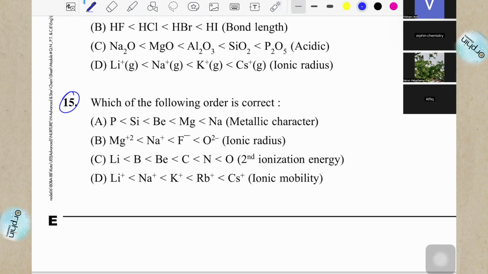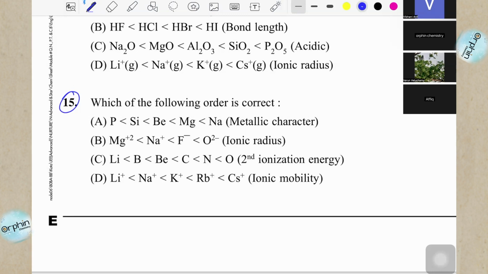Okay, so let's see the answer. What is your answer, Vibhani? A and C. Varun, what is your answer? A, B. Afik? C, D. Okay.